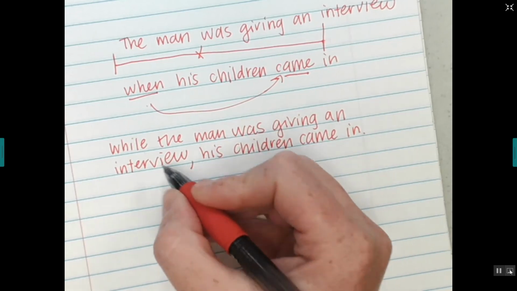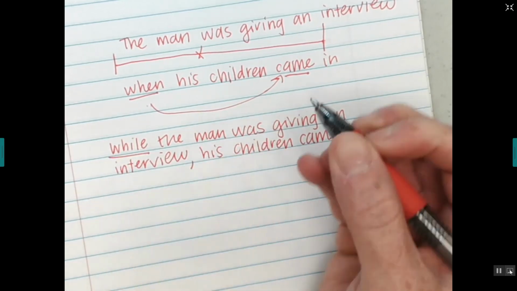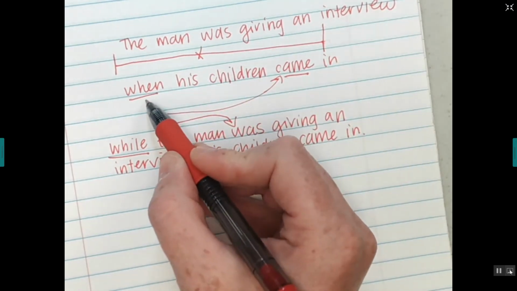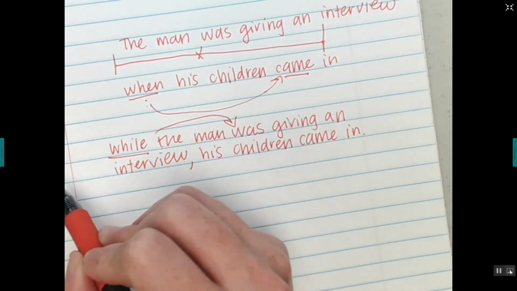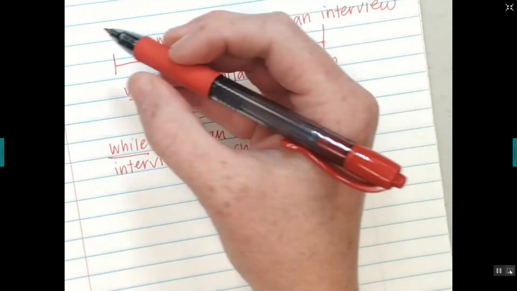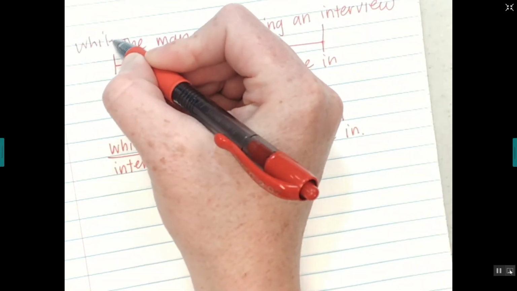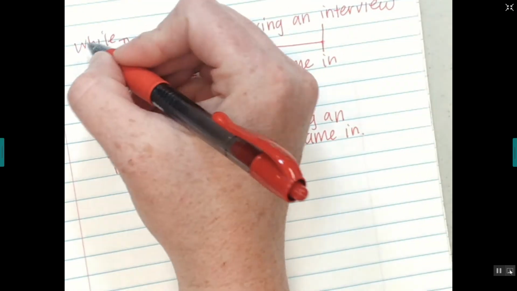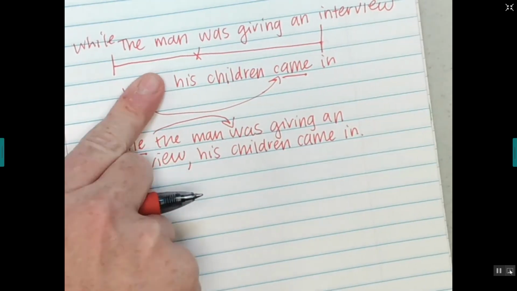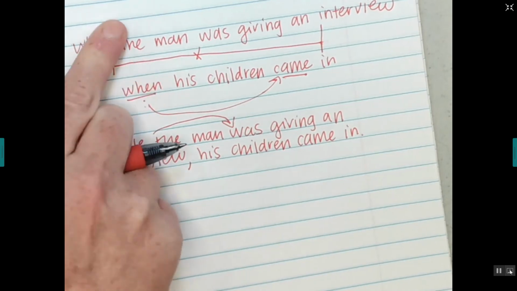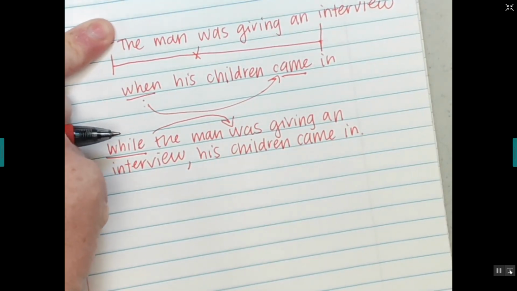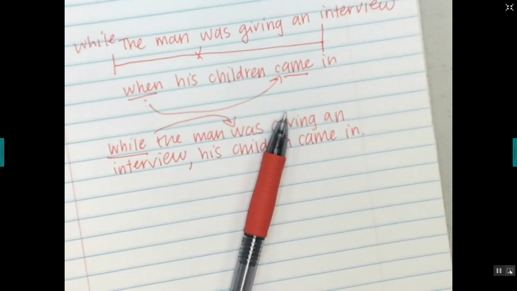Okay, so if you use while, then usually after while you're going to have the past continuous. So you can have when or while in the sentence, but not both. So you couldn't say while the man was giving an interview when his children came in. That does not sound correct. So you can have while the man was giving an interview, his children came in, or the man was giving an interview when his children came in. Okay? All right, let's watch another video.